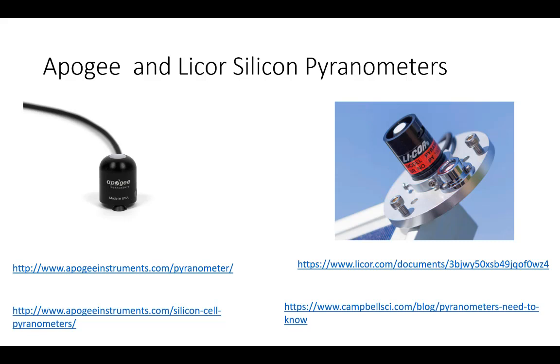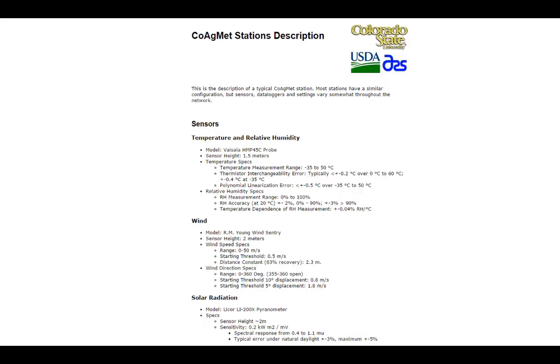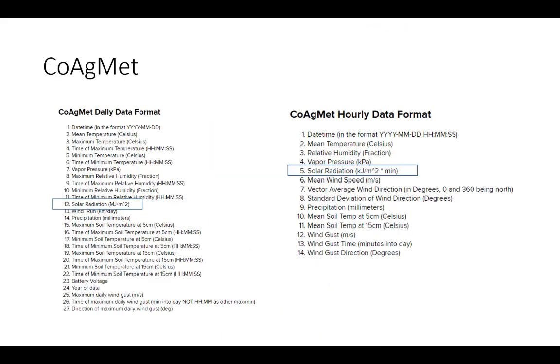This is what you find. And here, remember, in any ag weather network across the nation or across the world, you can usually look up what instruments have been deployed on each one. And we see right here, solar radiation is measured by a LI-COR LI-200X pyranometer. Okay, it shows what heights it's measured and a few other pieces of information. So always remember, you can look that up.